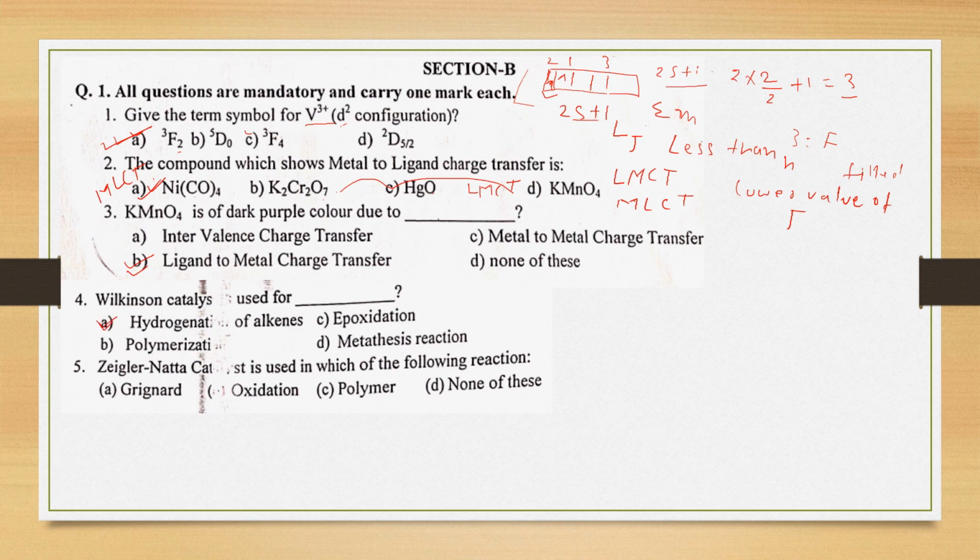Wilkinson catalyst is used for hydrogenation of alkene. This is well known. Now, Ziegler-Natta catalyst is used in which of the following reactions? So it is used for polymerization reactions, polymerization of alkene. If we want to prepare polythene, then we will go for Ziegler-Natta catalyst. Okay, Wilkinson catalyst is based on rhodium.